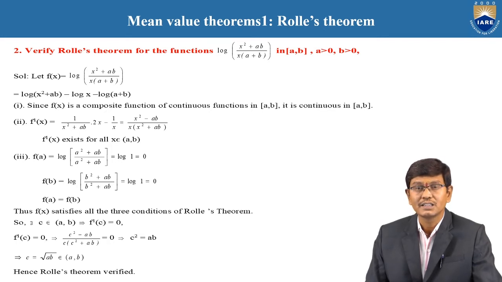Therefore, log of that is (a square plus ab) by (a square plus ab). That means here the numerator and denominator both are the same. Then by cancelling the numerator and denominator, log 1 is equal to 0. And similarly, the f of b also.